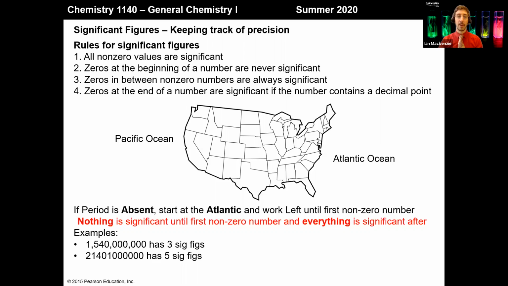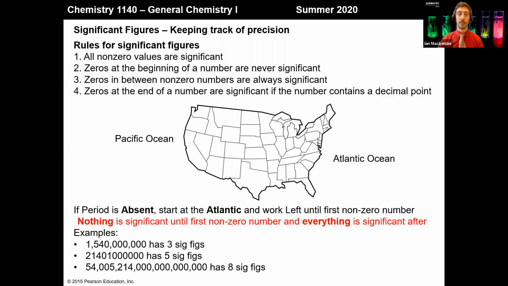Same with this other large number here. In this case, 214,010,000,000 has 5 significant digits because there's no period. None of the leading zeros are significant. The 1 is the first significant digit. Then everything after that, including the 0, is significant.